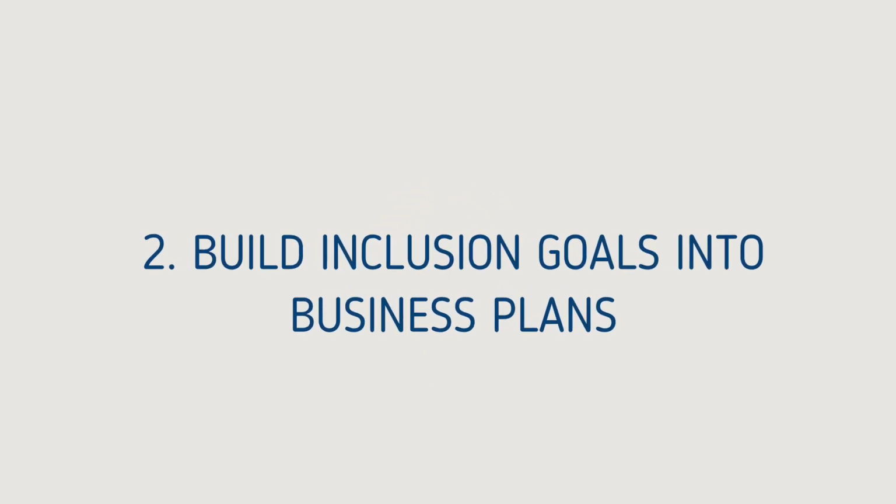Tip 2. Build inclusion goals directly into business plans. When creating strategy and business plans, require each department to be specific about what they will do to contribute towards achieving these goals, and put hard measures in place. Every single person needs to be able to say, here's what I've done personally to help make this business more diverse, more inclusive and more equitable.